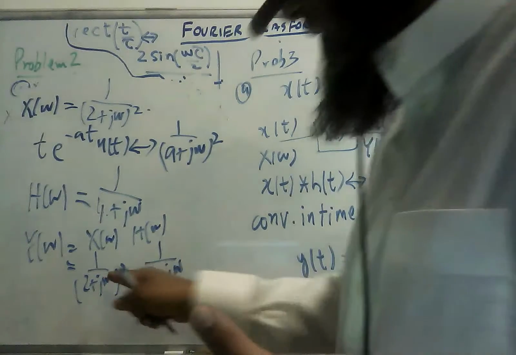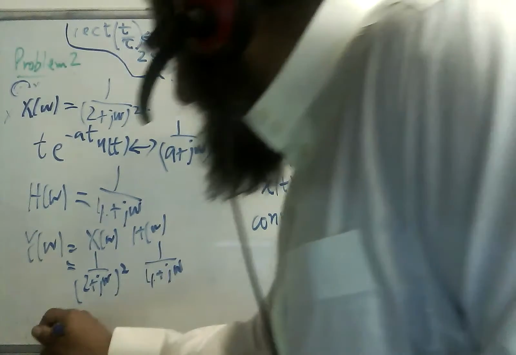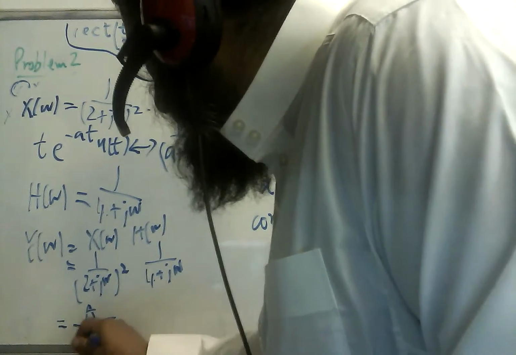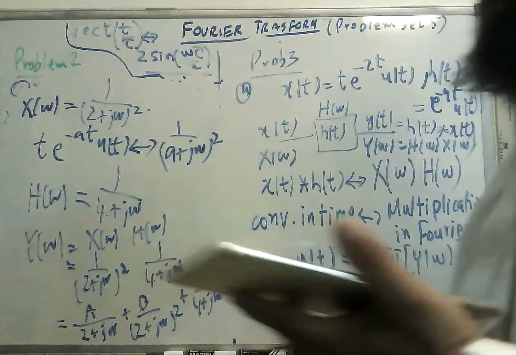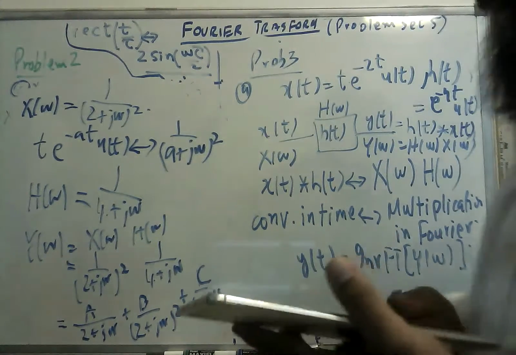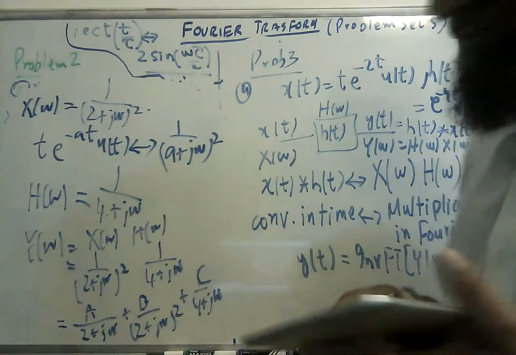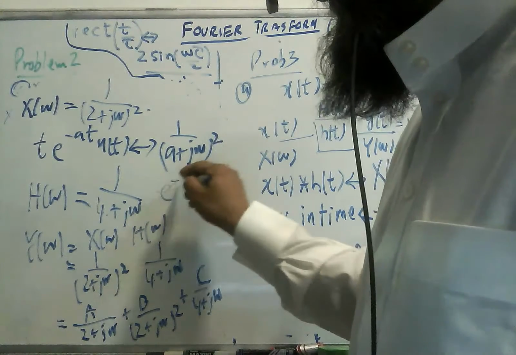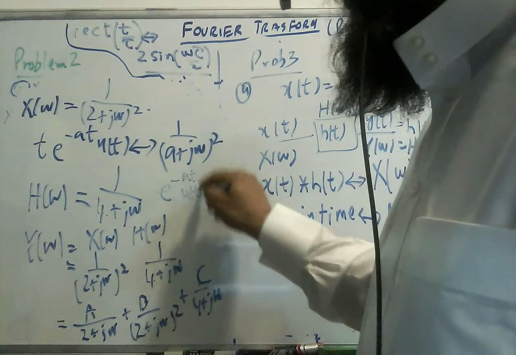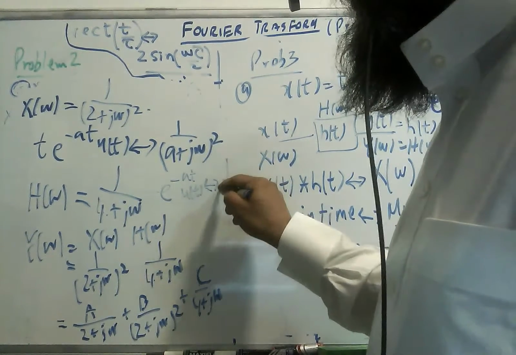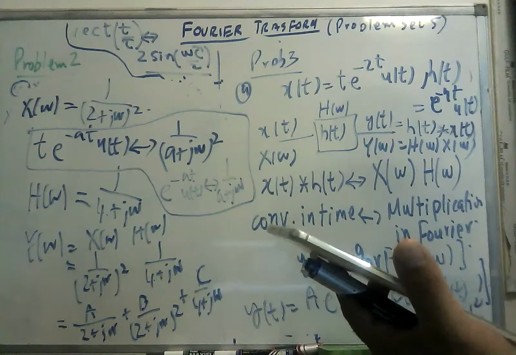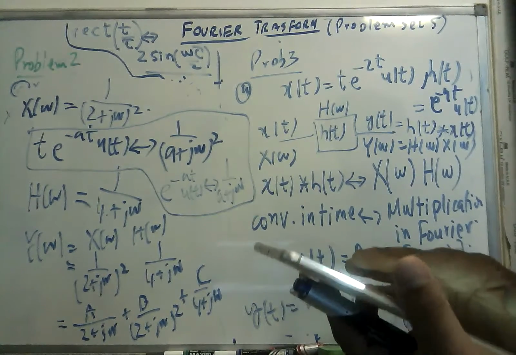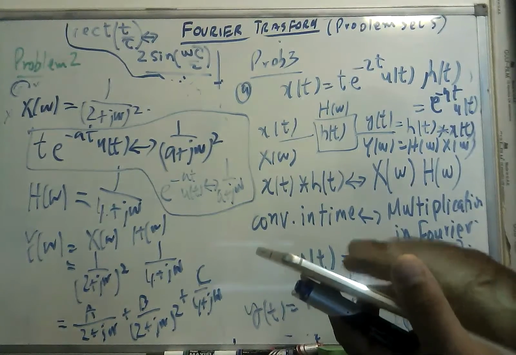We need to separate them. So this is done by the partial fractions. So I can write the partial fraction of this, A over 2 plus j omega, plus B over 4 plus j omega. In this course, I can write the other one, which is e to the power minus at u of t. The Fourier transform of this is 1 over a plus j omega. And we don't need to use the integral. So in this course, we just use the table.